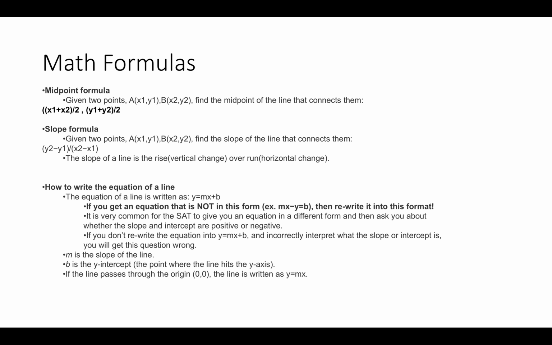So the midpoint formula is an average of the points. So it's the average of the x's and the average of the y's. That's essentially what you're getting. So x1 plus x2 divided by 2, y1 plus y2 divided by 2. I've seen midpoint a couple of times. It's really rare though, but just good to know, good to have in your back pocket.